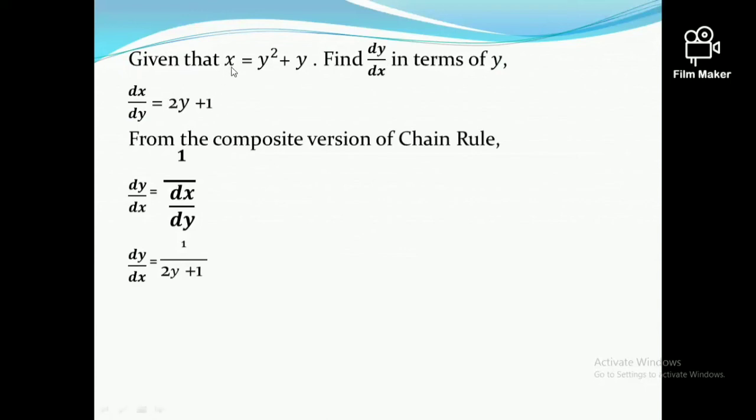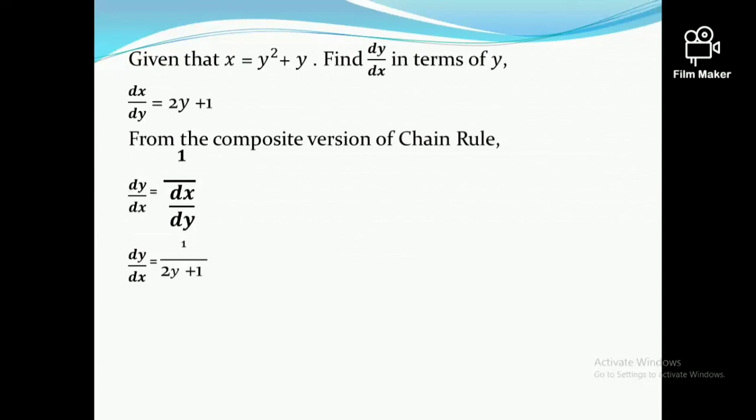Initially, we will differentiate to get dx by dy. Why are we supposed to get dx by dy? Because x is a function of y. Then you can write dx by dy. If you differentiate y squared, the answer is 2y. If you differentiate y, the answer is 1. Then we can write dy by dx is 1 over dx by dy. That is 1 over dx by dy, and dx by dy is 2y plus 1. That is the answer for this. Okay.